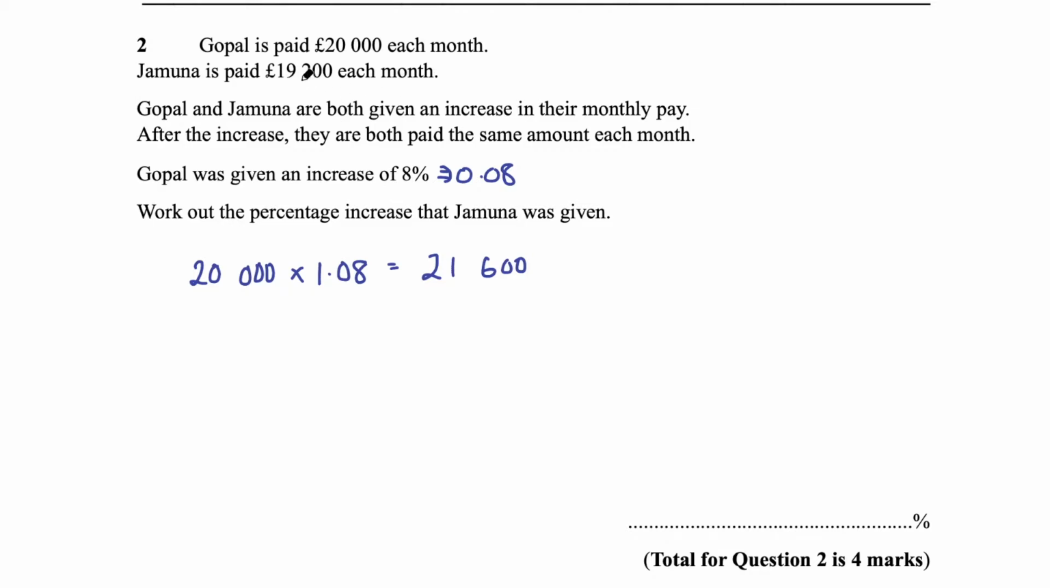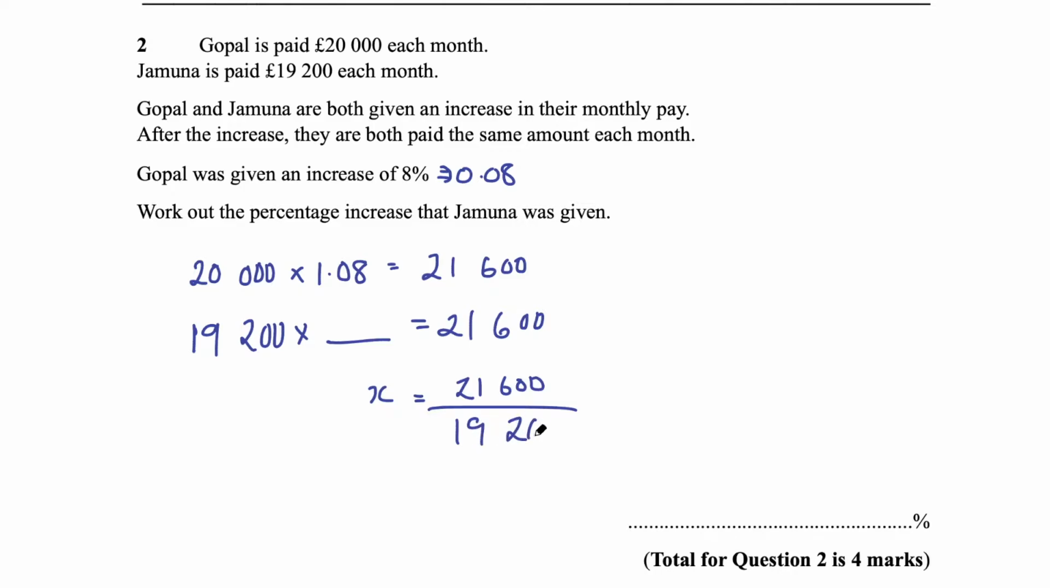So now what we want to do is work backwards to say, well, what have we increased 19,200 by to get to 21,600? In other words, we want to do the same operation, but we'll have a different multiplier here, and we want to end up with 21,600. So how would I find this thing in here? Well, I could divide 21,600 by 19,200 to get this unknown. Let's call that x. So we would do 21,600 divided by 19,200. So let's go ahead and put that into the calculator.